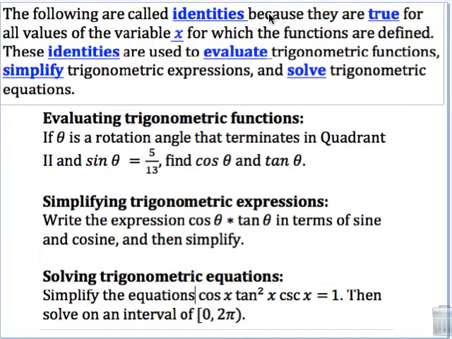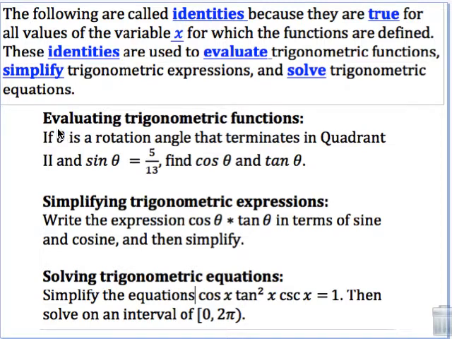The following are called identities because they are true for all values of the variable x for which the functions are defined. These identities are used to evaluate trig functions, simplify trig expressions, and solve trig equations. So those three things sound like they're all saying the same thing, but there's a slight variation.